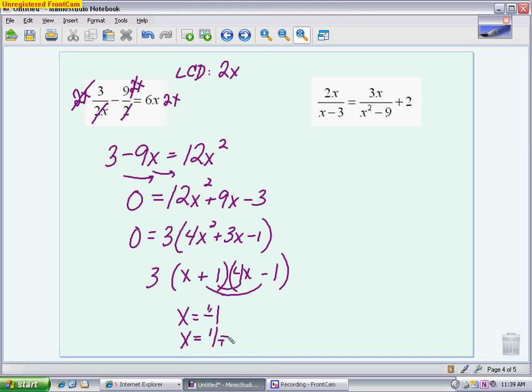That comes from... I got a dead zone here, sorry. Negative 1 and 1/4.